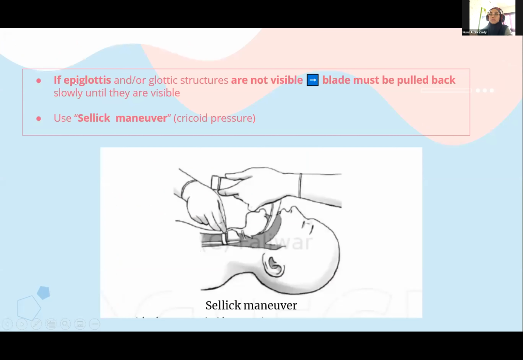In case the epiglottis or the glottis are not visible, the clinician should pull the blade slowly until they are visible. If still not possible, then we can use the Sellick maneuver, basically putting pressure on the cricoid. You can see here, while one person is doing the laryngoscopy, another clinician presses the cricoid, so that the clinician can visualize the epiglottis better.